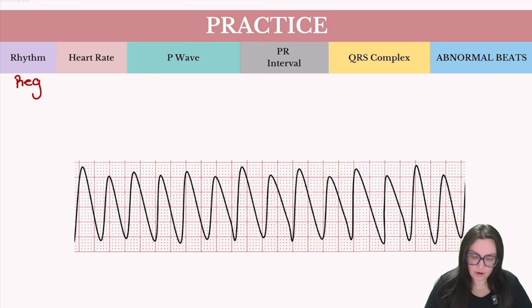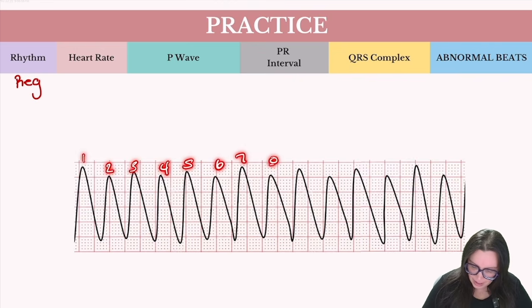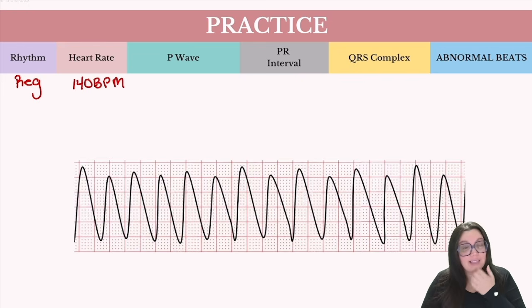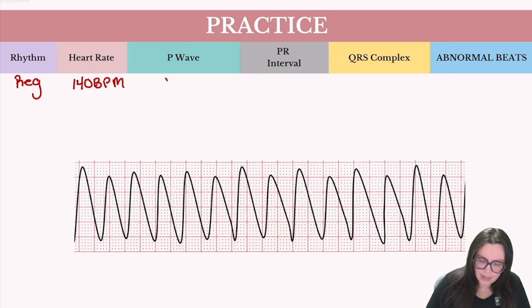Next up, we're going to count our heart rate. So I've got 1, 2, 3, 4, 5, 6, 7, 8, 9, 10, 11, 12, 13, 14. I got approximately 140 beats per minute. Do I see any atrial activity? No, I don't see any here, right? So we know we're not going to have any P waves, and we know we're not going to have a PR interval. So those are both going to be absent.